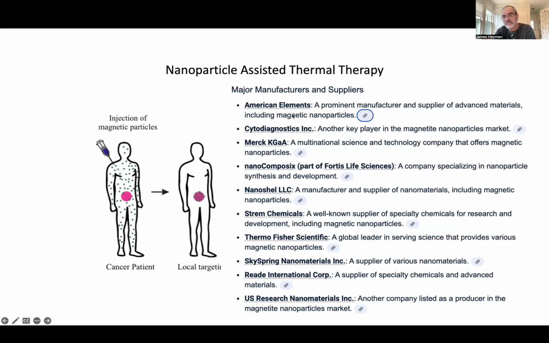Thermal therapy is a big deal. This is an active way of treating cancer. And so there are lots of medical companies that make magnetic nanoparticles for this purpose. Here's the top 10 companies listed here. American Elements, here's Merck, here's Thermo Fisher Scientific. I have a piece of equipment from them in my lab, and on and on. All right, so this is big business. So here, let's take a look and see if we can figure out how this works.